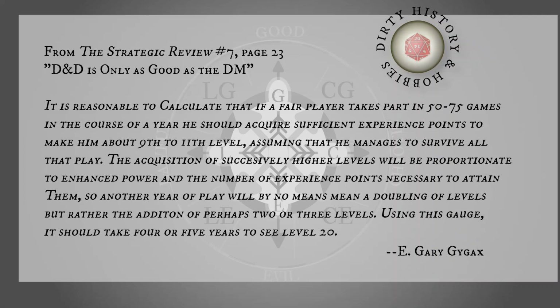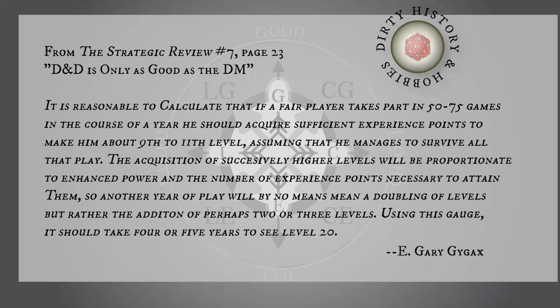For a reference as to how I came up with that particular segment of time to be the length of a campaign, it's actually from a quote by Gygax that was in the Strategic Review number 7 in an article entitled D&D is only as good as the DM. This quote comes from page 23. It is reasonable to calculate that if a fair player takes part in 50 to 75 games in the course of a year, he should acquire sufficient experience points to make him about 9th to 11th level, assuming that he manages to survive all that play.